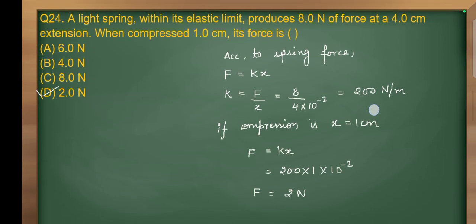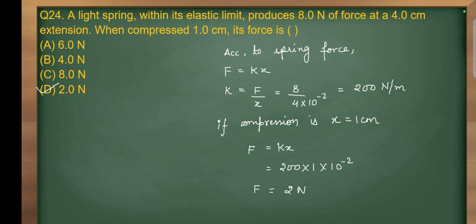Question number 24. A light spring within its elastic limit produces 8 Newton of force at a 4 centimeter extension. When compressed 1 centimeter, its force is. We know that according to spring force, force is equal to kx, where k is spring constant and x is displacement. So k will be equal to F by x. We will put the value of force, that is 8 Newton, and displacement, which is given as 4 centimeter. We will convert that to meter, which is equal to 4 into 10 raised to power minus 2. Then we will get k is equal to 200 Newton per meter.